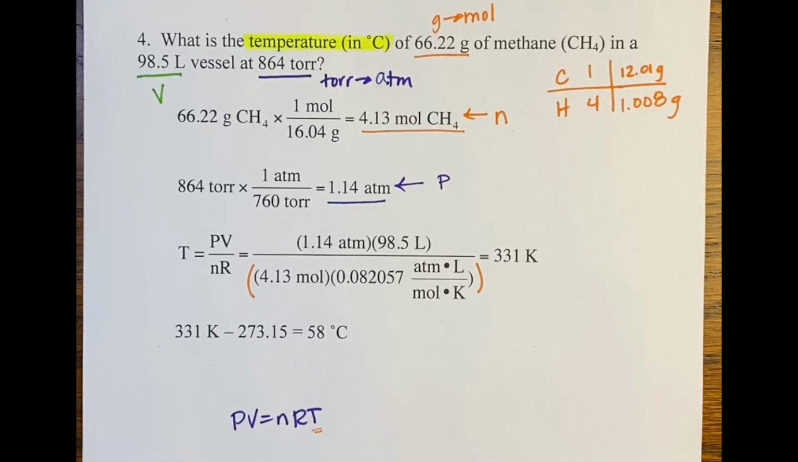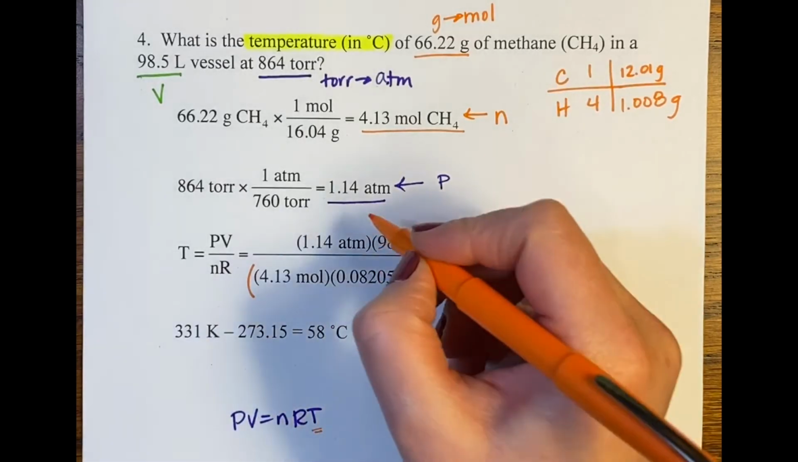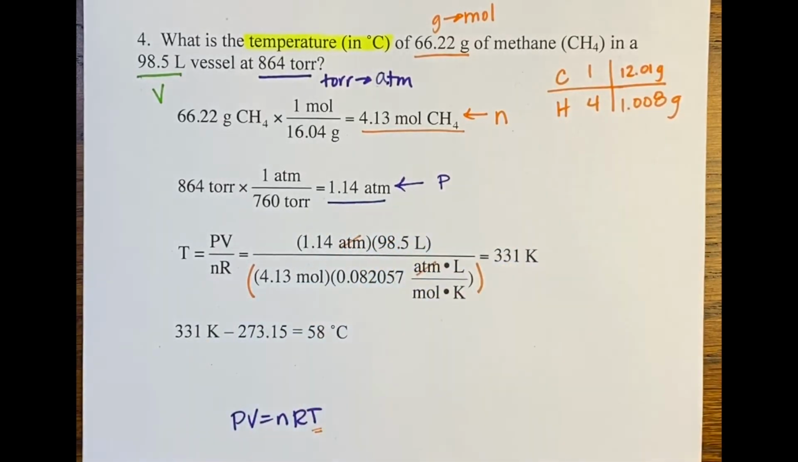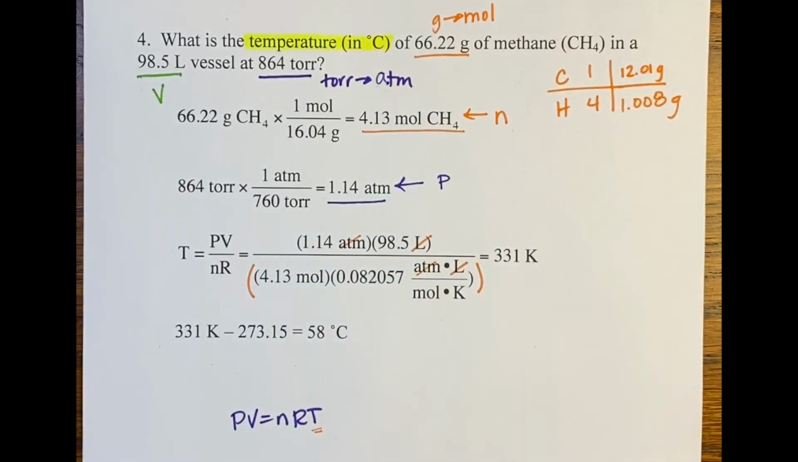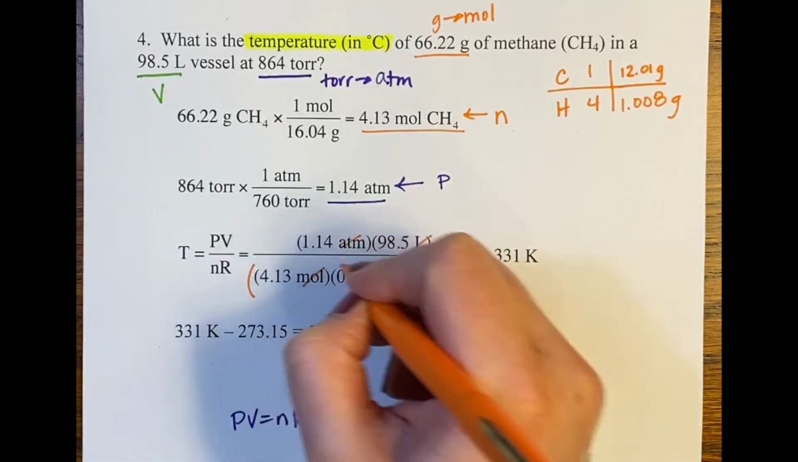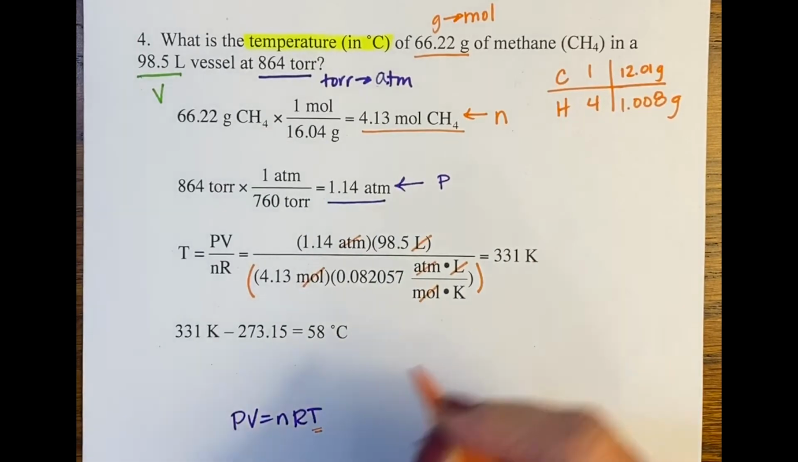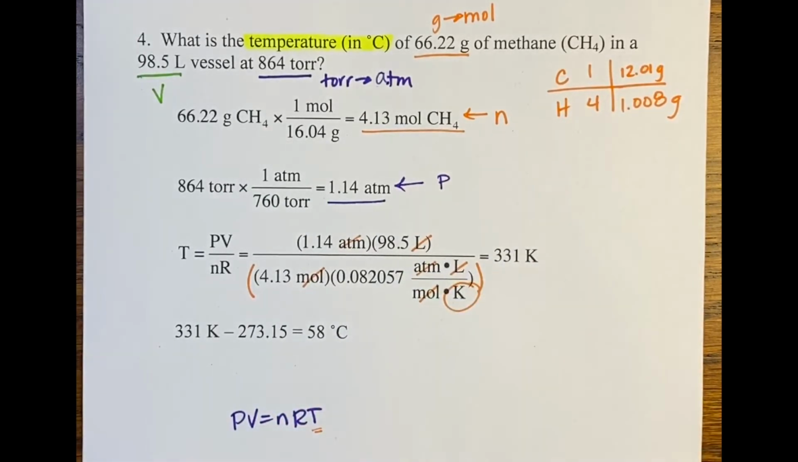If we check our units, the atmospheres from pressure cancel the atmospheres in R. The liters in our volume cancel the liters in R. Our moles cancel the moles in R. And that leaves us with Kelvin, which is a temperature unit, which is exactly what we're looking for. So remember that 1 over 1 over Kelvin is equal to having units of Kelvin. So our temperature in Kelvin is 331, but this does not answer the question.